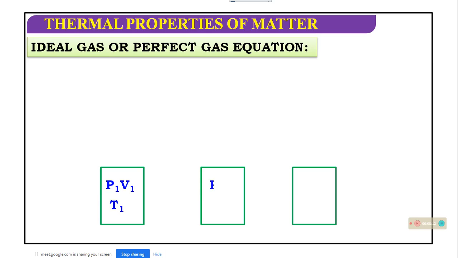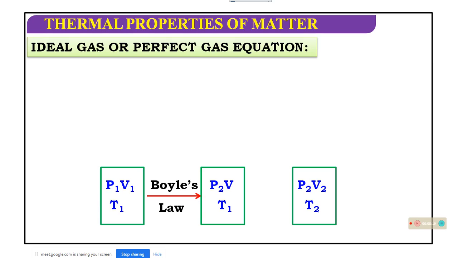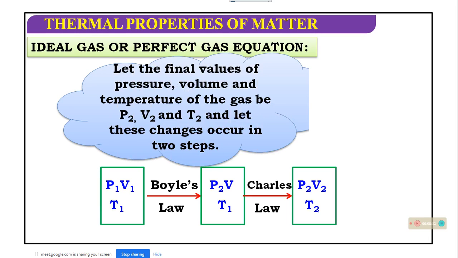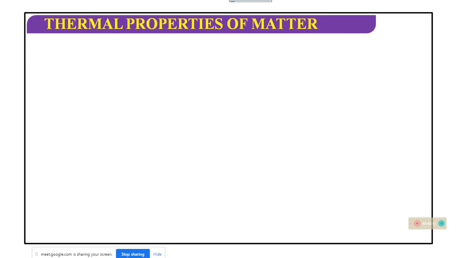P1 V1 T1, P2 V2 T2. Boyle's law, Charles law. Okay. Consider an ideal gas of mass M having pressure P1, volume V1 and absolute temperature T1. Then let the final values of pressure, volume and temperature of the gas be P2, V2, T2, and the change occurs in two steps.